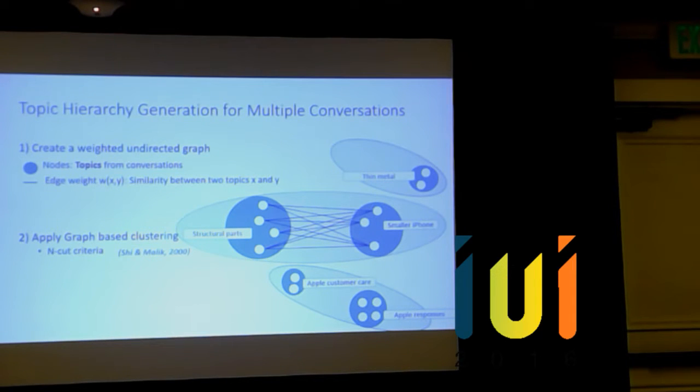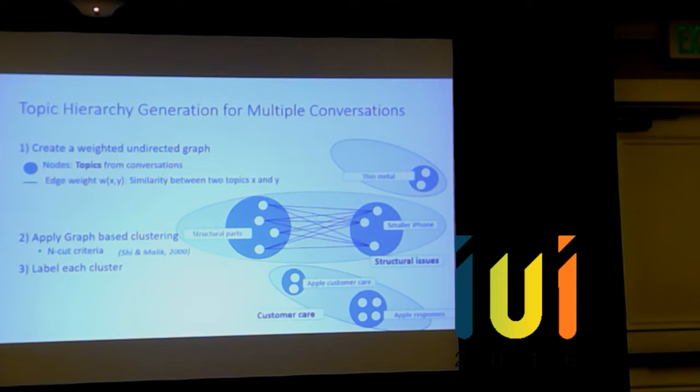And then in the next step, we applied the graph-based clustering technique, where we applied the normalized cut criteria. So this results in the set of clusters, as you can see here. The structural parts and the smaller iPhone are two similar topics. That's why they are grouped together.